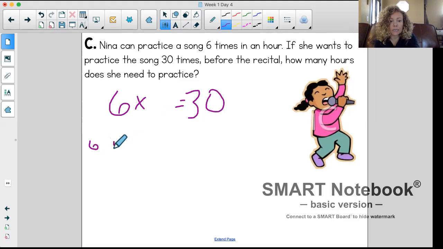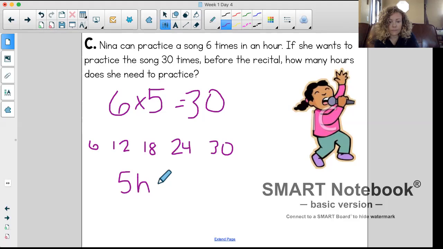So I'm going to skip count below here. We have 6, 12. How many times do I have to skip count by 6 to get to 30? 18, 24, and 30. So that is 1, 2, 3, 4, 5 times. That means she has to practice for 5 hours so that she can practice 30 times before her recital.